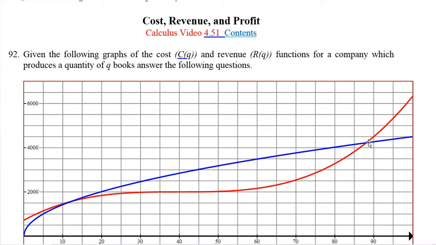These two places where it crosses, where the cost and revenue are equal to each other, or when the profit is zero, those are called the break-even points. But this one over here really, again, would never really be reached. So this first one is really the break-even point.